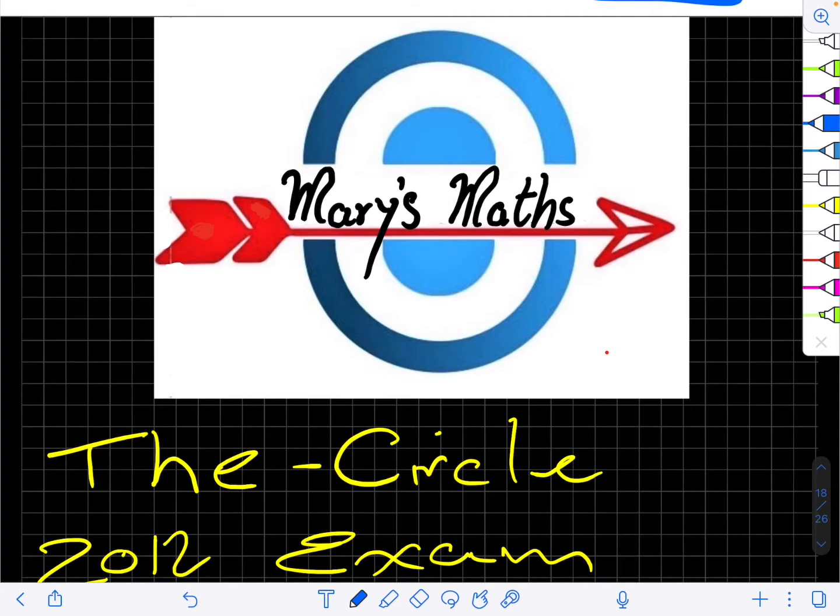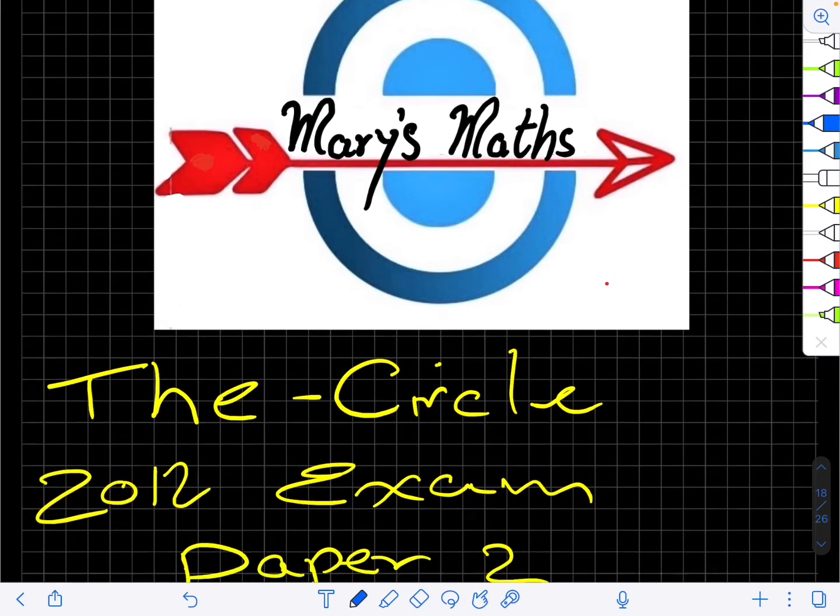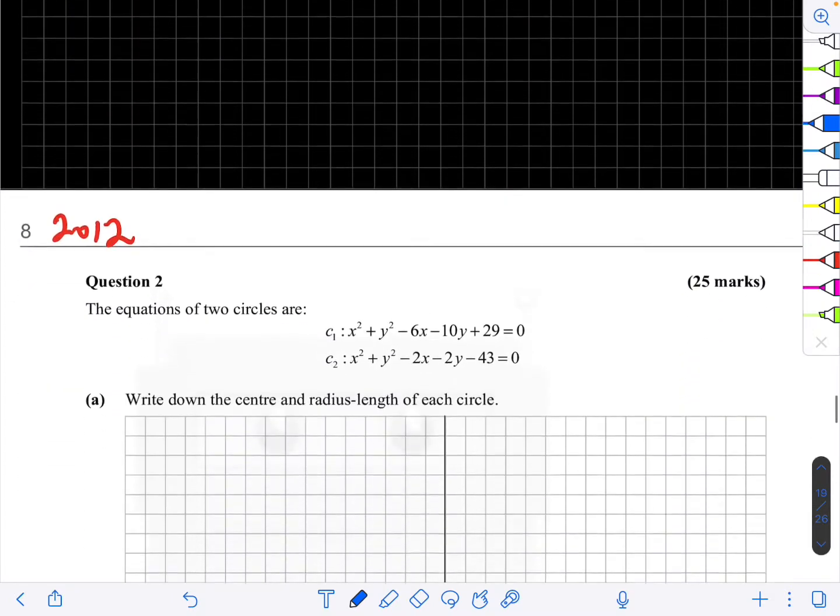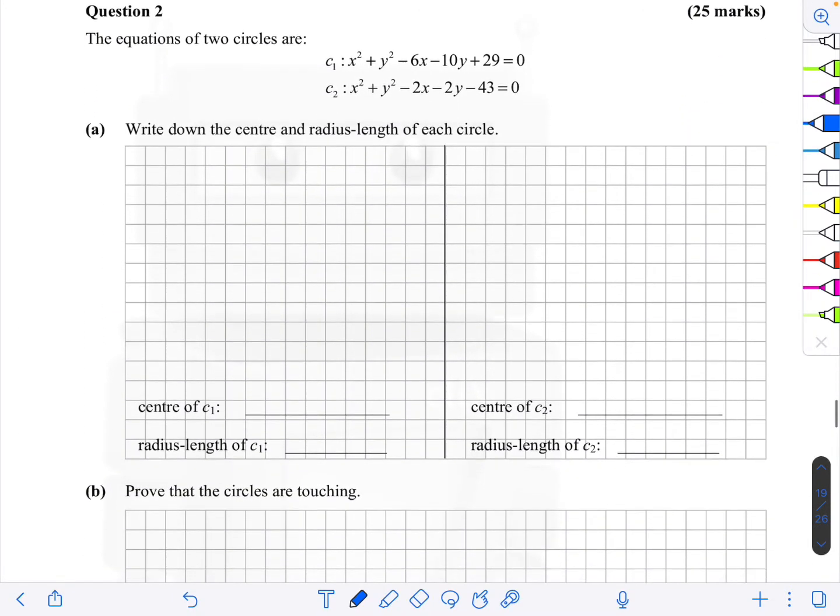Hi everybody, today we're going through the circle, exam 2012, paper 2, and here's the question. Here they're giving us two equations of two circles, and they want us to write down the radius and the center of each of these circles.